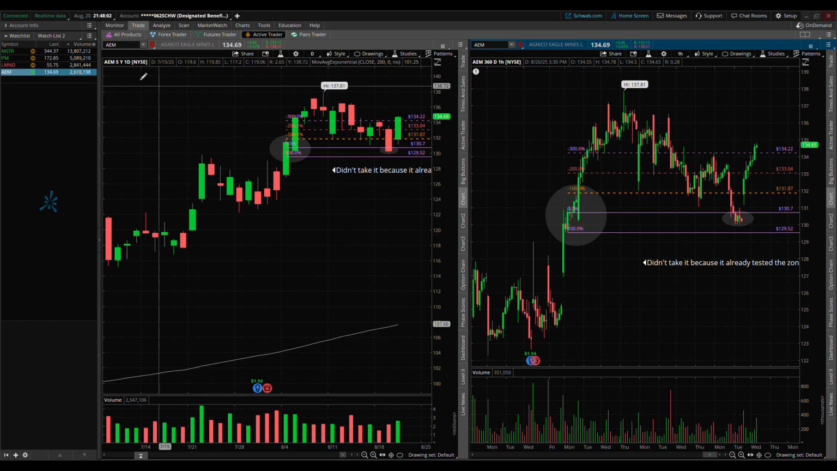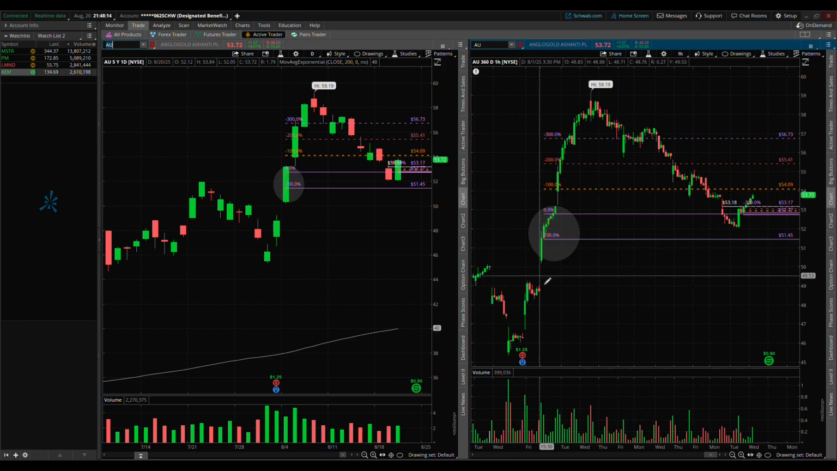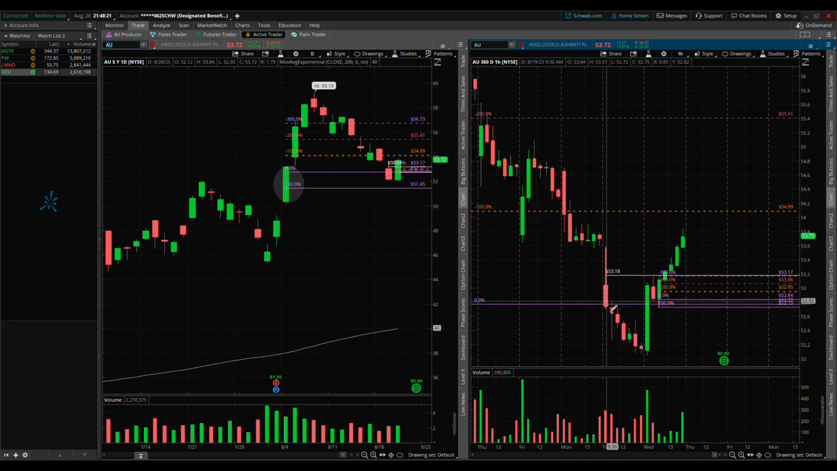And the one stock that I did get in is AU. And you can see over here on the daily chart, we have our zone right here, big green candle, go over here to the hourly, and we have our zone right here. So this was one that we got in, right here, waiting to see what happens.